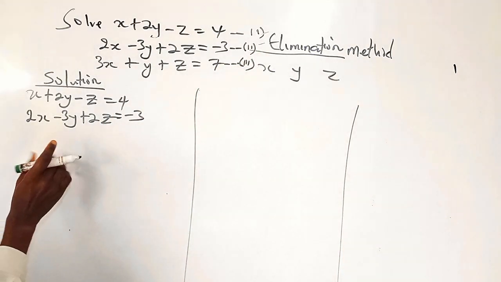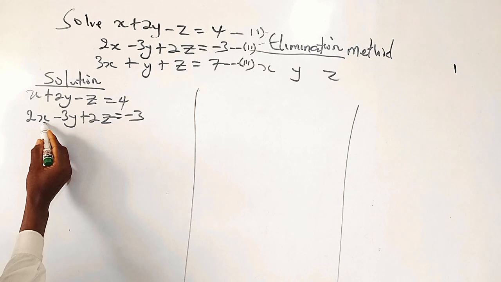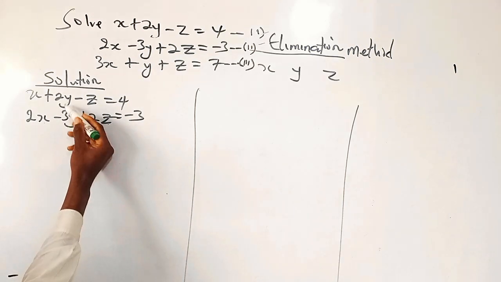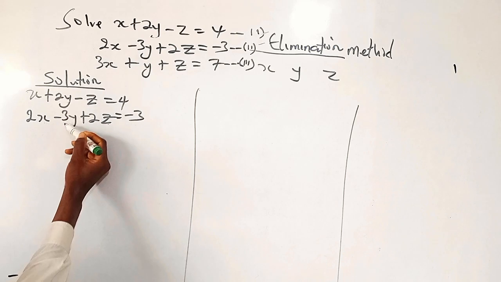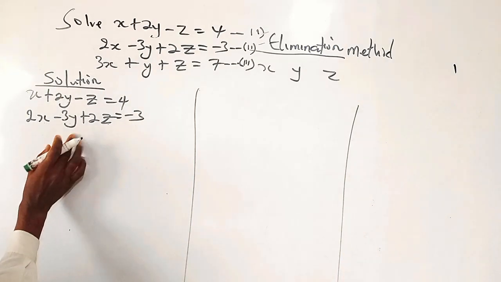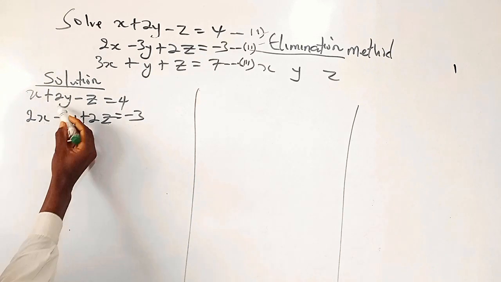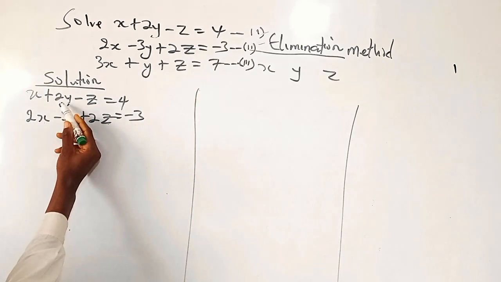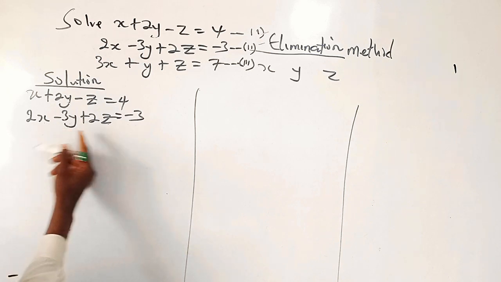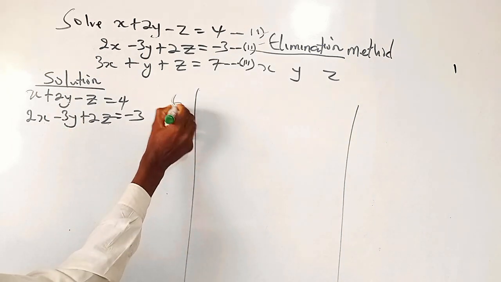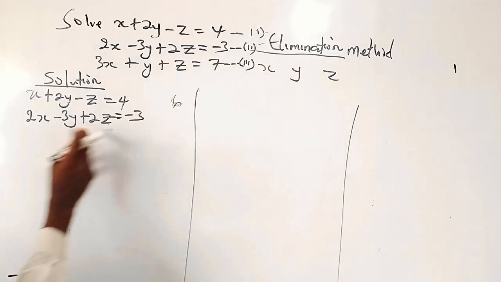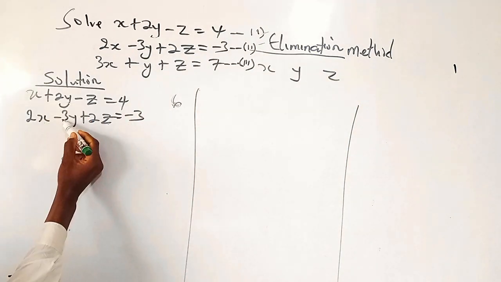We have x, y, and z. So let's focus on y. When we look at the coefficient of y, we discover that it's different. We have 2 here and 3 here. So what we do now is make them equal. To do that, we look for the least common multiple of 2 and 3, which is 6. That is the LCM of 2 and 3. And we make sure that this is 6 and this one is 6.